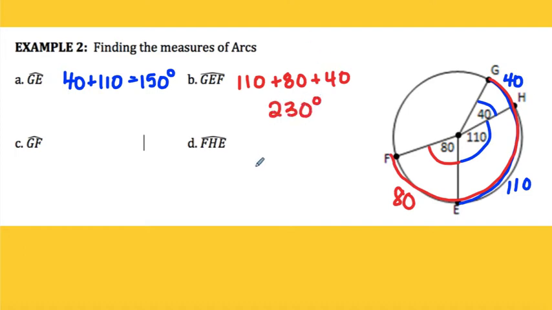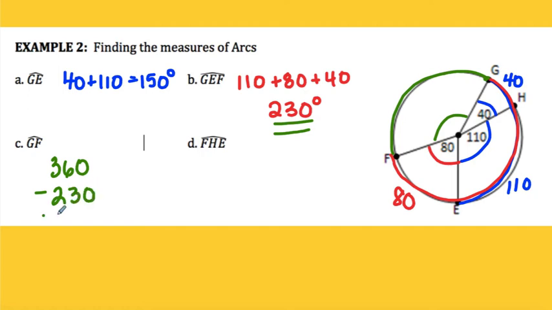All right, a couple more. GF. G to F means I'm looking at G over here, and it's a minor arc, which means it has to be smaller than 180, so it has to be this direction. A little harder. I have to find this angle. How do I find this angle? Well, I know all the way around is 360, so I'm going to do 360 minus all those other angles we already added. We were at 230, so I'm going to subtract 230 from 360, and I'll get 130 degrees.